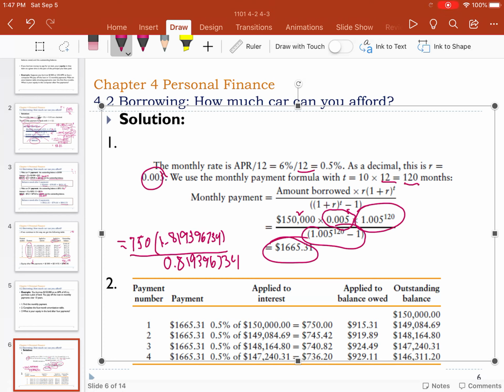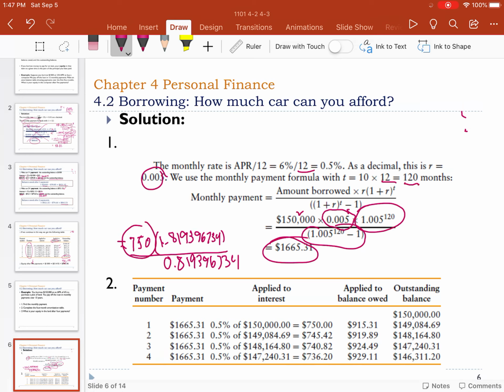We have applied 0.5% of the $150,000, and this is what that number was. The 750 showed up. It's hard for me to point that out when the pen doesn't always work, but the 750 did show up here, and it does show up there. So that was applied to the interest, which is a lot of interest. That's a lot more than the other one.